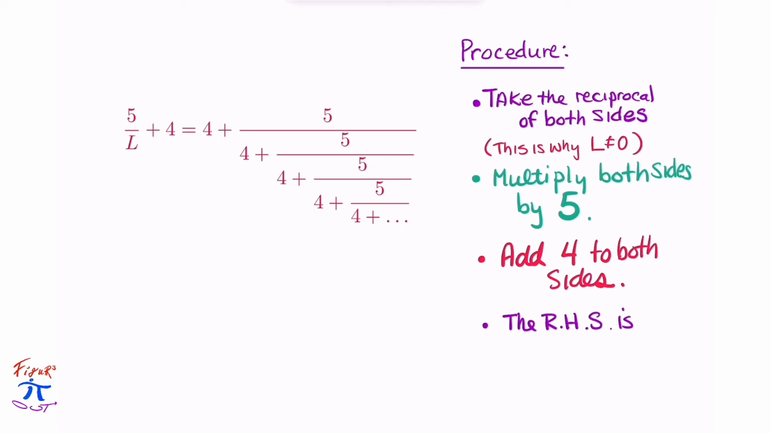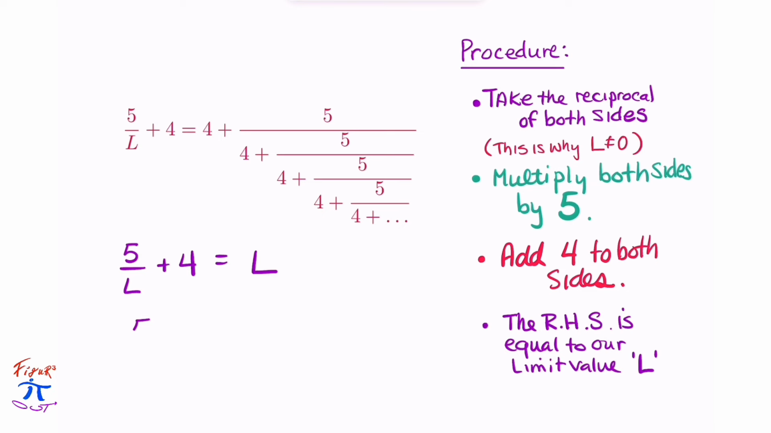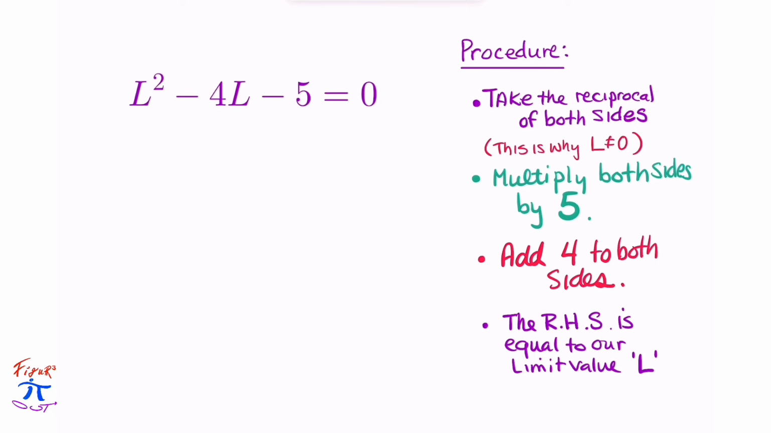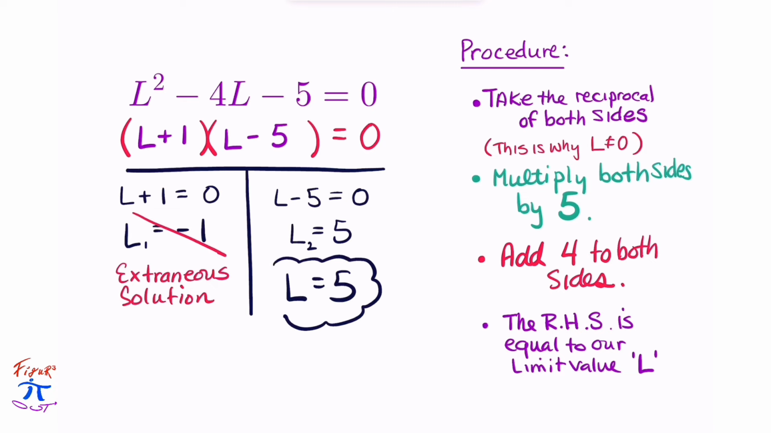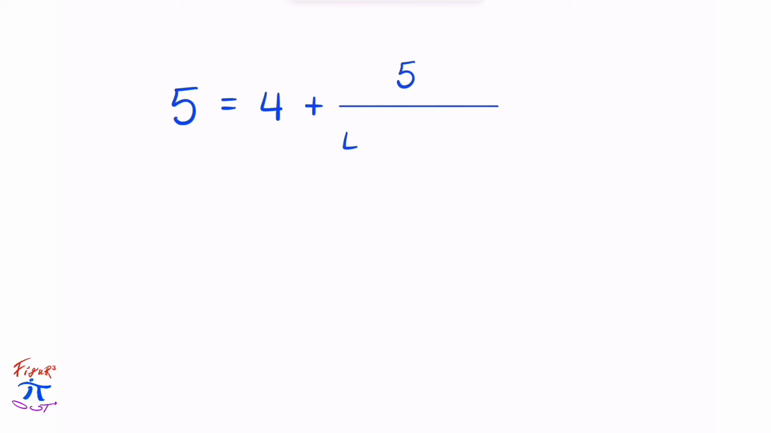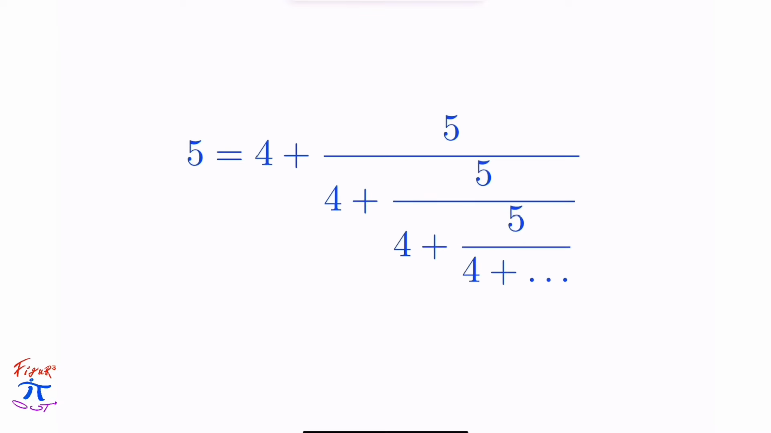At this point, we see that the right-hand side of this equation is equivalent to the limit value L. And therefore, we can write this equation, or multiplying through by L, we get this equation, which we can formulate into a quadratic equation, one that is easily factorable. Now the two factors we get, L plus 1 and L minus 5, are set equal to 0 to solve for L, and the first solution gives us negative 1. We're going to take that as an extraneous solution because that infinite continued fraction cannot be negative. So we get the other solution to be 5, which is what we anticipated it to be. So 5 may be written in a fancy way as this continued fraction.